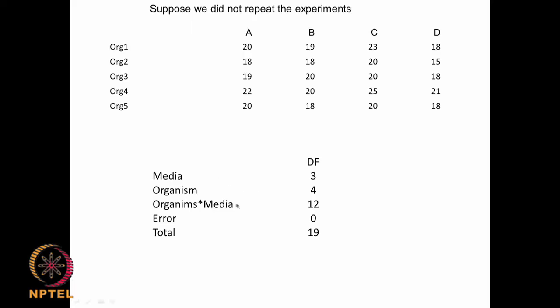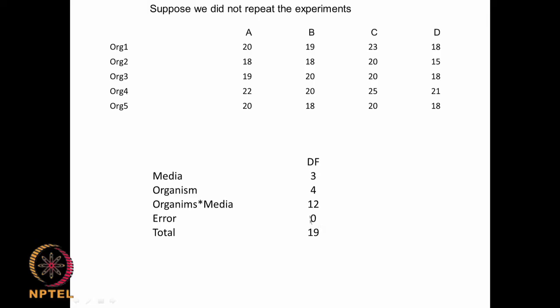So the interaction should be called error, then it becomes easy for me to calculate the F value. Do you understand? Interaction gets mixed up with error, or gets confounded with error. I am introducing a new term called confounding. Interaction becomes confounded with error, so we cannot separate error and the media-organism interaction. If I take the interaction as 12 degrees of freedom, that is 3 into 4, error becomes 0 because you do not have enough degrees of freedom. Or you call it error, and then you cannot study the interaction.